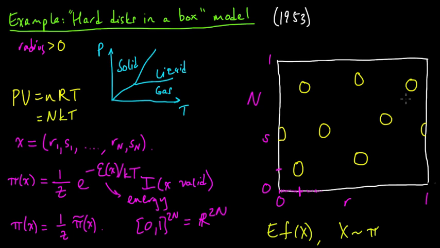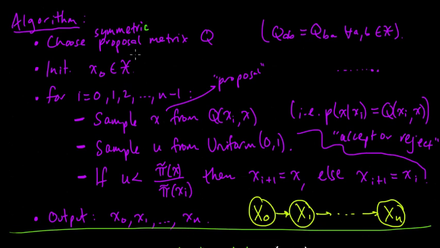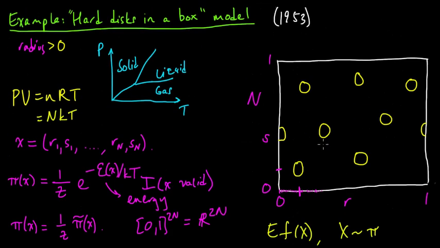Okay, so we've got our pi, and now we need to construct the algorithm. It's a Metropolis algorithm. We need to choose a proposal distribution, a proposal matrix, and it needs to be symmetric. So what Q should we choose? Let's switch to a different color.